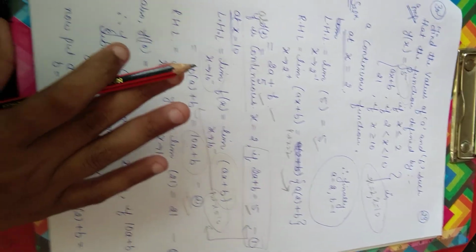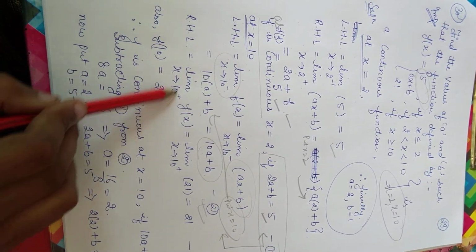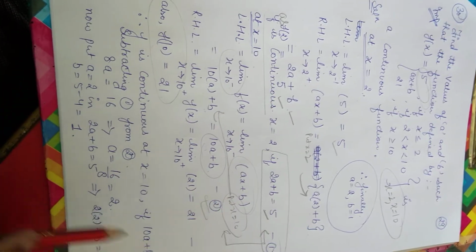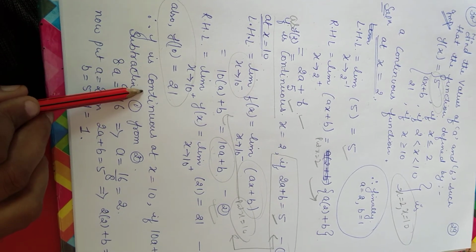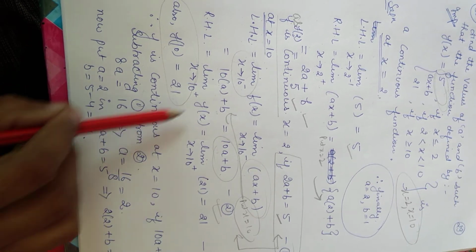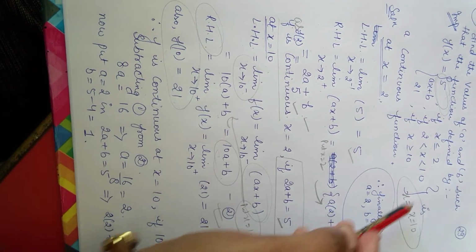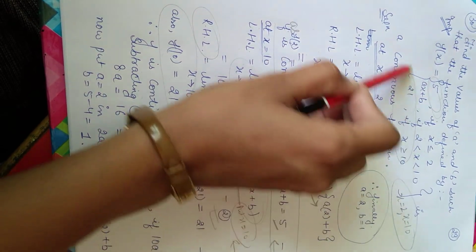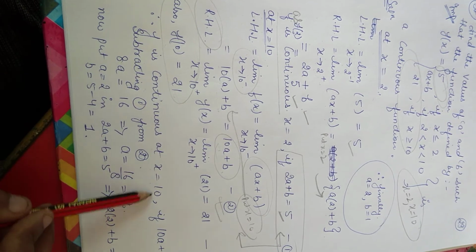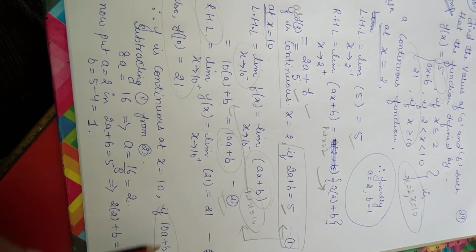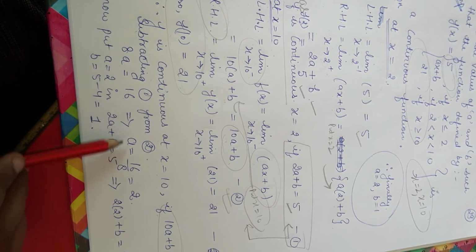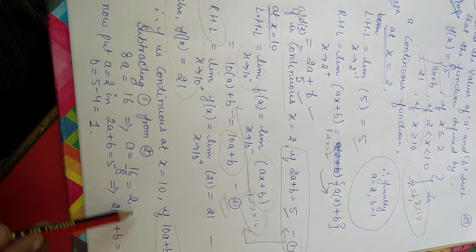Clear बच्चे? Now when I am finding f(10), that value is 21. So clear बच्चे? Now f is continuous. Now this RHL is also equal, and over here the function is defined as 21. So when I take these two, f is continuous at x is equal to 10, and this I have got. Now subtracting equation 1 from 2, I will get 8a is equal to 16, and the value of a will be 16 by 8 is equal to 2.